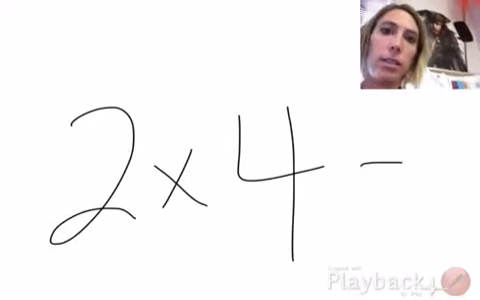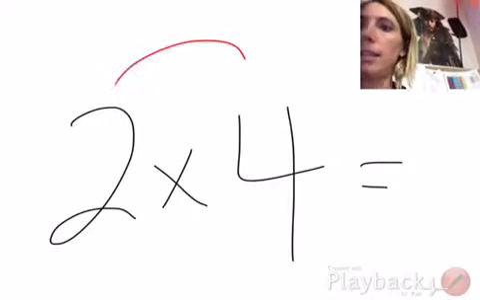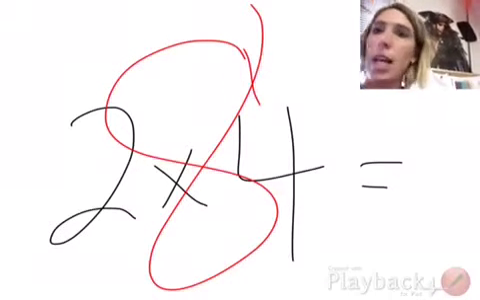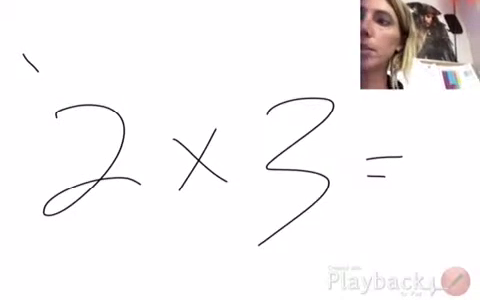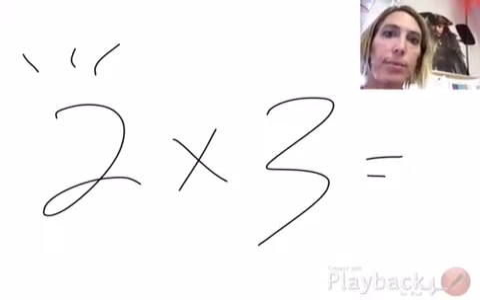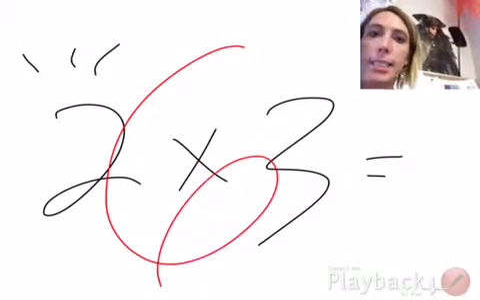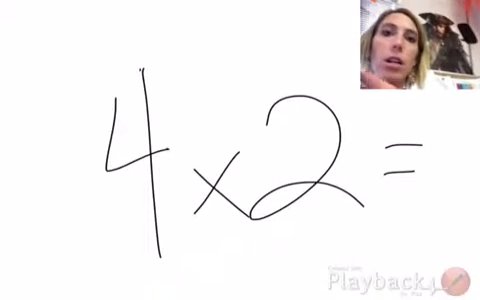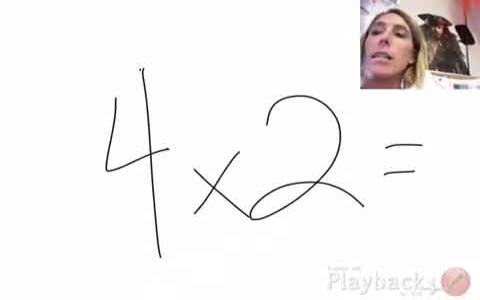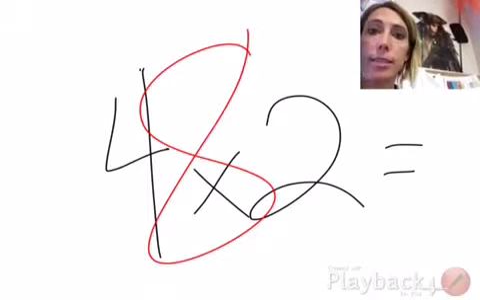Okay, let's do another. 2 times 4. That is 8. How about 2 times 3? It's a doubles fact. Double that 3. And we are at 6. Okay, let's do doubles fact of 4 times 2. What are you thinking? That is 8.